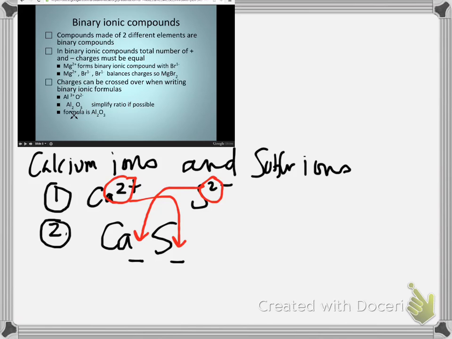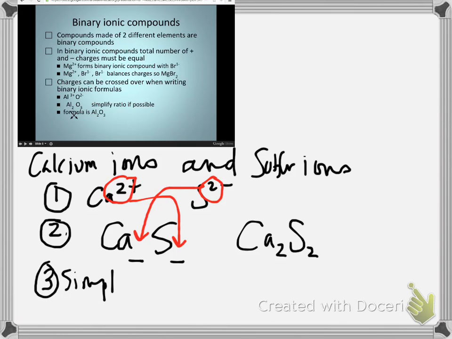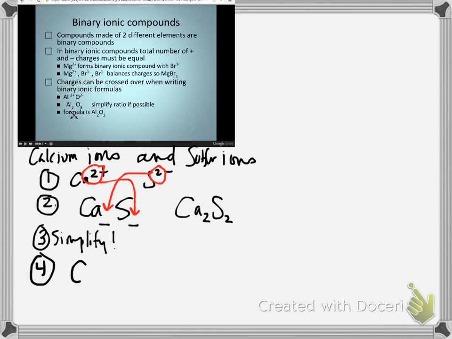And then what that would give us is Ca2S2. Now our last step is to simplify if possible. So Ca2S2 becomes what? So that becomes CaS. And that's an ionic compound made up of calcium ions and sulfide ions. Okay.